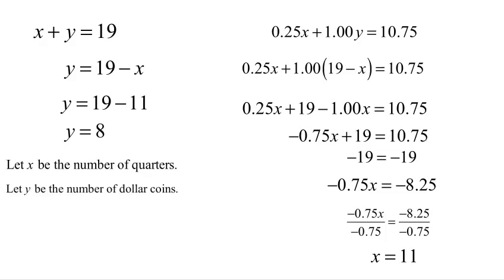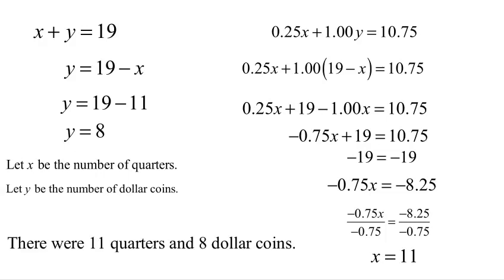Again, I want a word answer for a word problem. So I have to go back and remind myself, what did X stand for? What did Y stand for? X was the number of quarters, and Y was the number of dollar coins. So she had 11 quarters and 8 dollar coins. And that will conclude this lesson.